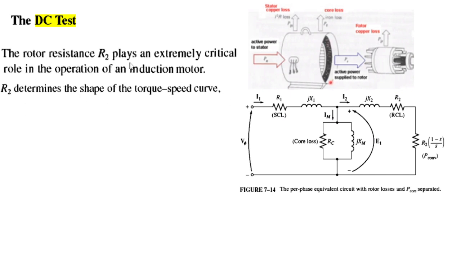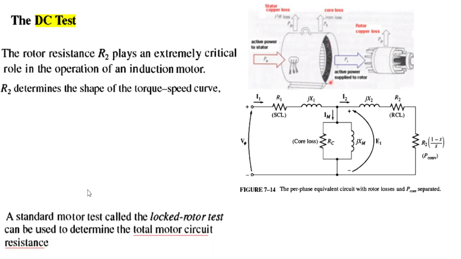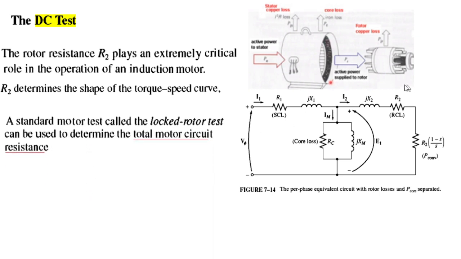The rotor resistance R2 plays an extremely critical role in the operation of an induction motor. It determines the shape of the torque speed curve. So this is important and we should try to know this value. But there is no direct method of finding this value. So we'll adopt a technique by which we find the total resistance.